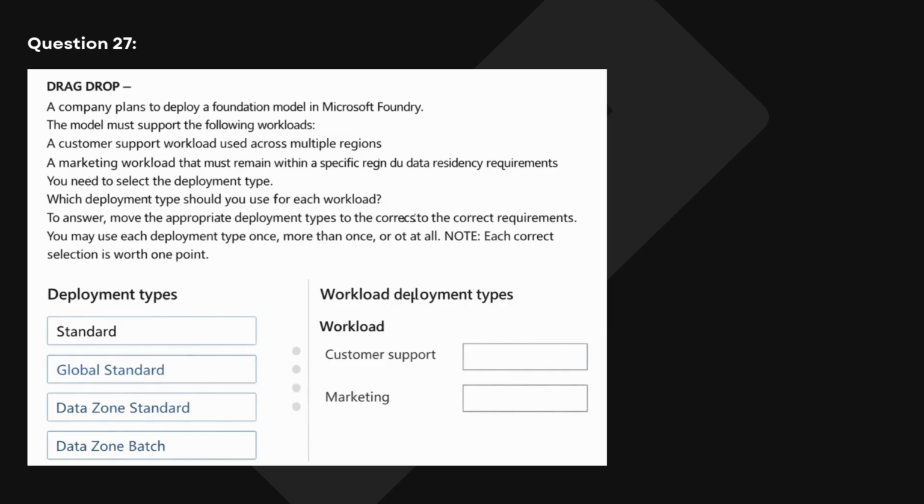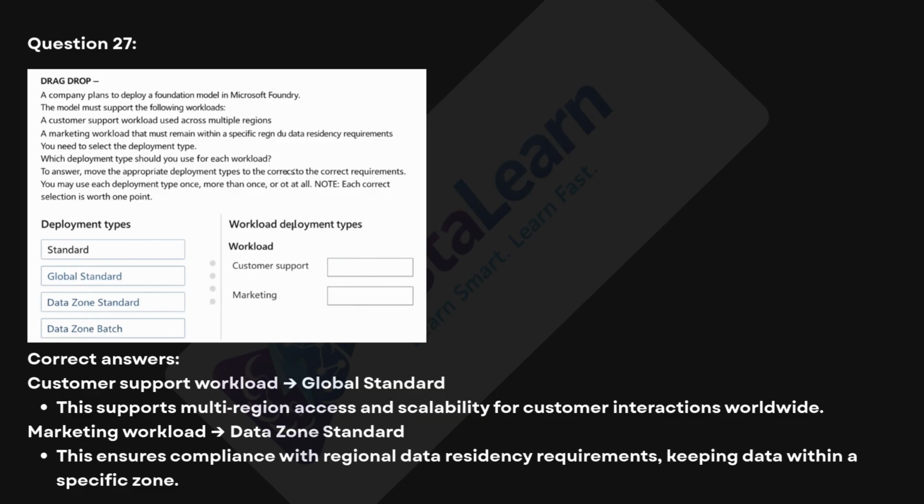To answer, move the appropriate deployment types to the correct requirements. You may use each deployment type once, more than once, or not at all. Note: each correct selection is worth 1 point. Deployment types: Standard, Global Standard, Data Zone Standard, Data Zone Batch. Workload deployment types: Customer Support, Marketing. Correct configuration. Customer support workload should use Global Standard because it is designed for use across multiple regions. Marketing workload should use Data Zone Standard because it ensures data residency within a specific region.